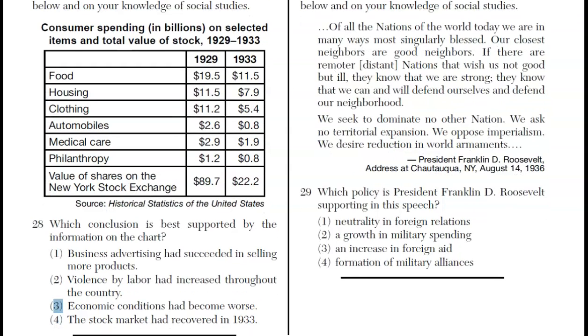28, we've got a chart. Consumer spending in billions on selected items and total value of stock, 1929 to 1933. Now, when you get a chart like this, the first thing is to figure out what it is talking about and what's going on.